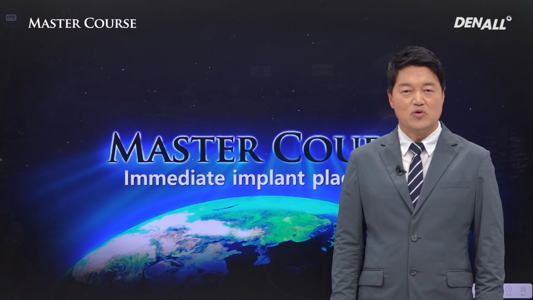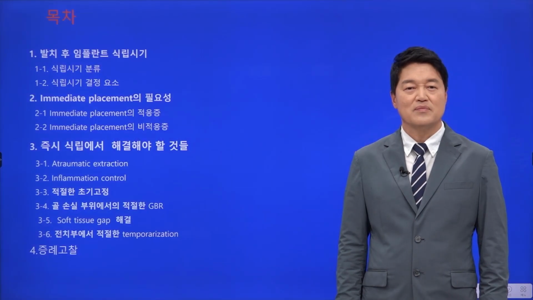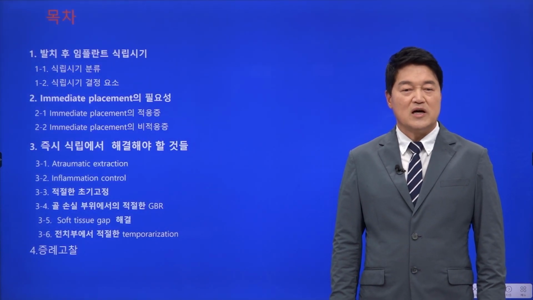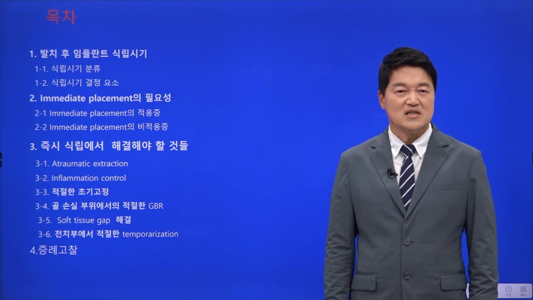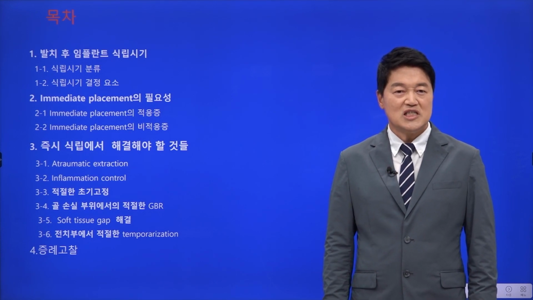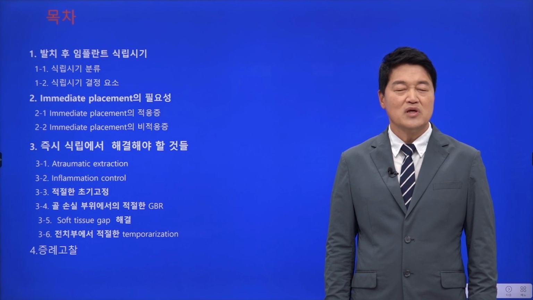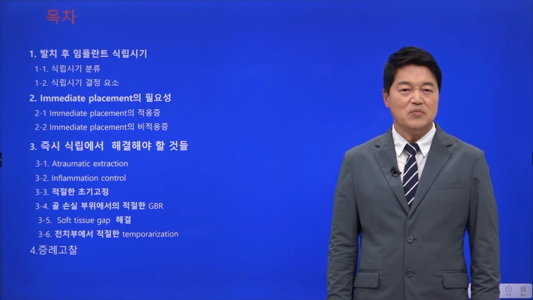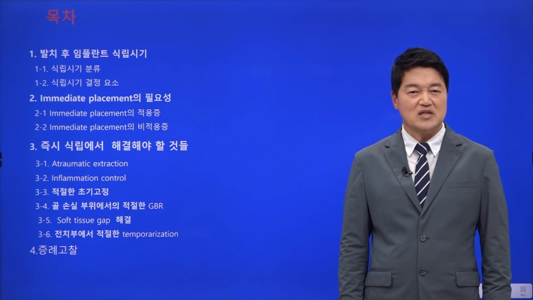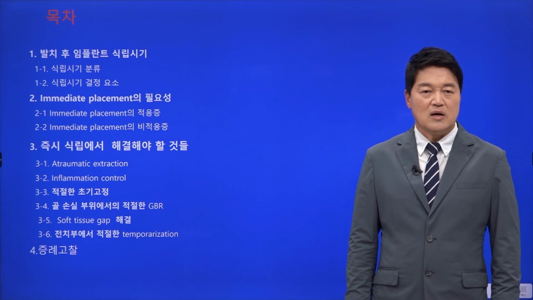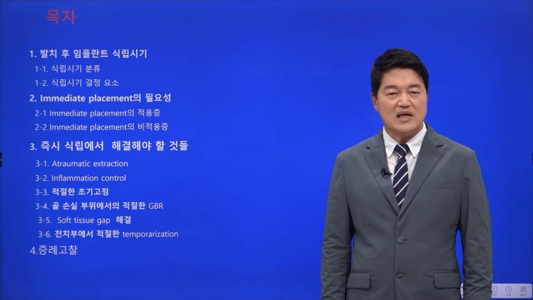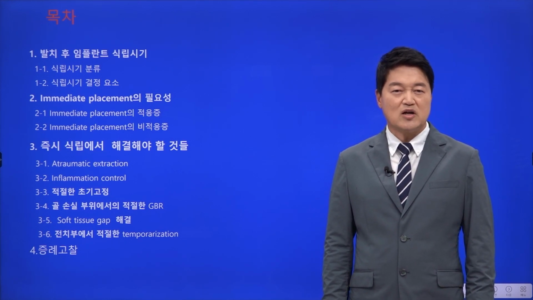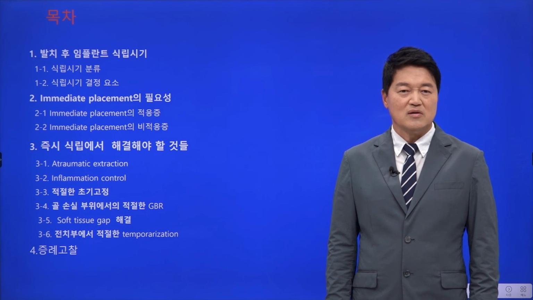So we're going to look at when it can be applied and what kind of considerations we need to make. Let's look at the contents. First is implant placement period after extraction, classification of different periods, and factors that determine the placement period. Second is the necessity of immediate placement, as well as indications and contraindications. Third is the challenges that need to be addressed in immediate implant placement.